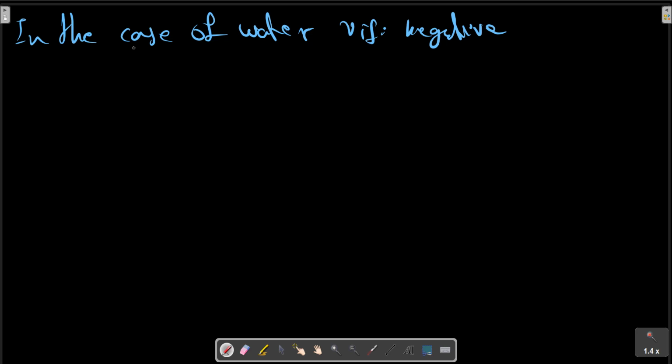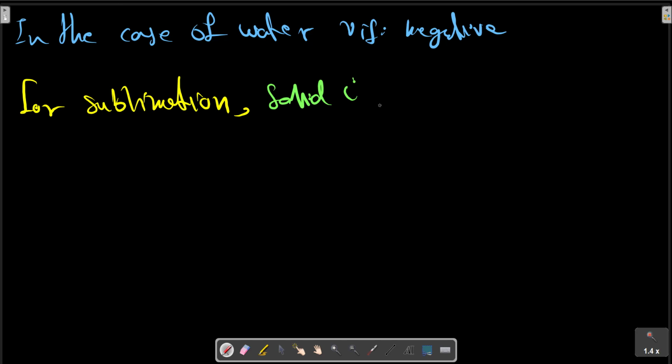For sublimation, the change from solid i directly to vapor g, the Clapeyron equation has the value dP on dT equals hig on T vig.